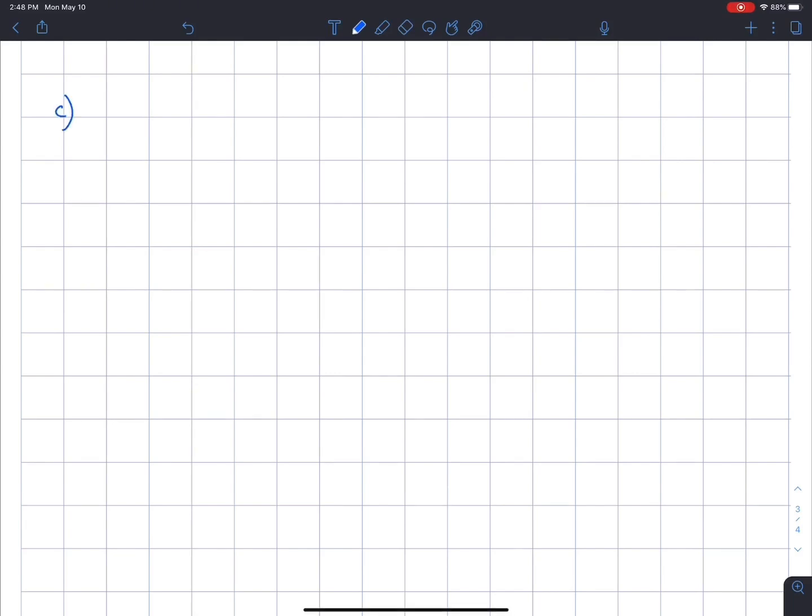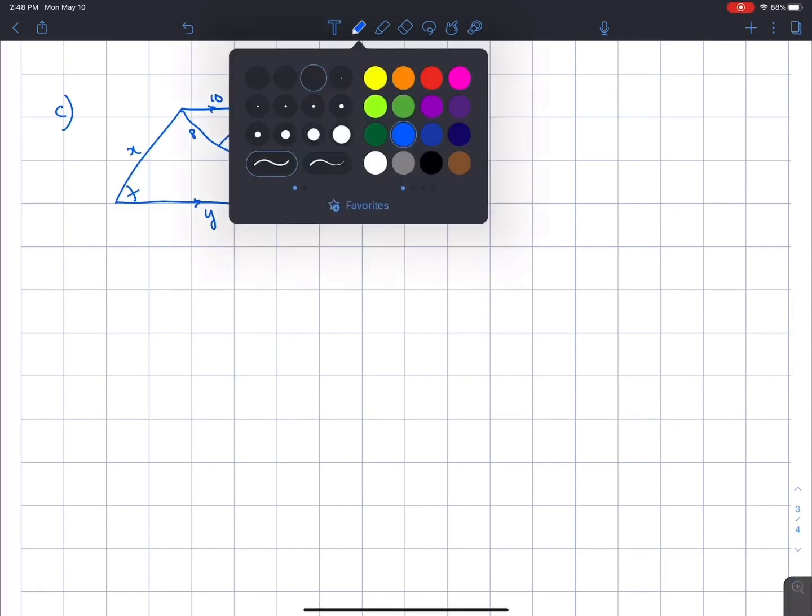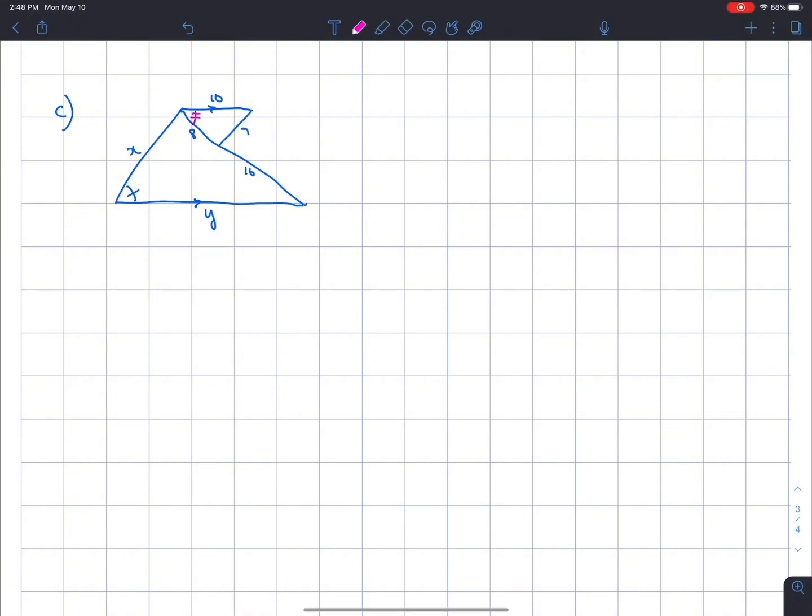C. This is x, 8, 7, 10, 16, and y. So we can say that these are alternate interior angles, so they must be the same, right? The Z pattern. So the last angle must also be the same because they both have angle 1 and angle 2.